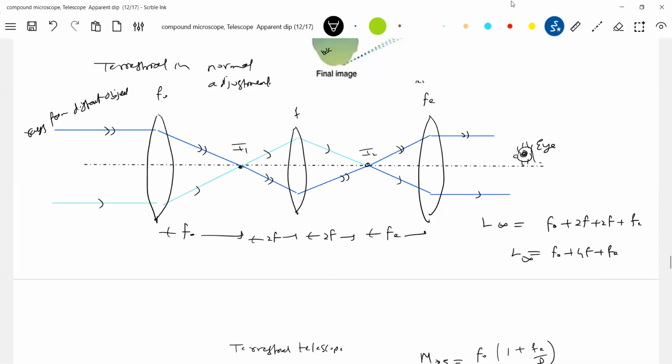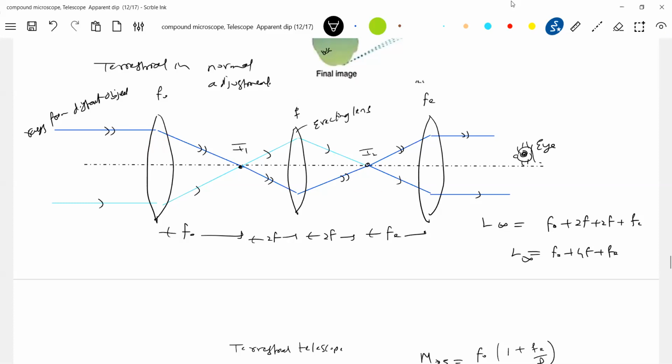What is the problem here? I'm going to lose some light. Whenever light passes through a lens, some energy will be lost. Of course, the intensity will decrease, but still I'll get an erect image. So what should we call this lens? Erecting lens. Shall I use this erecting lens to view the star? Star, moon, erected or inverted, doesn't matter. For heavenly objects, we go for the telescope without the erecting lens.